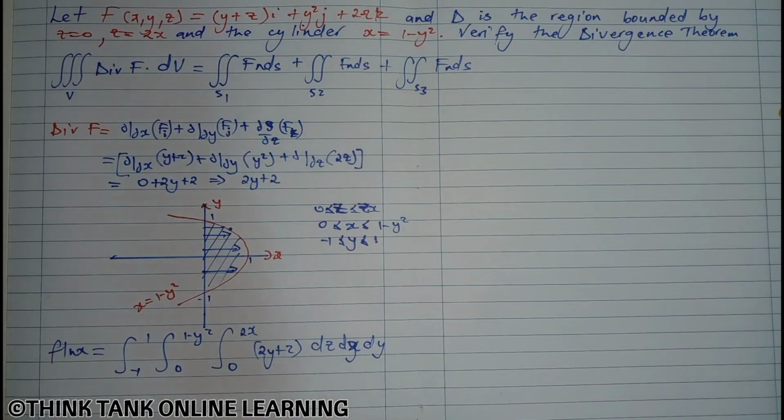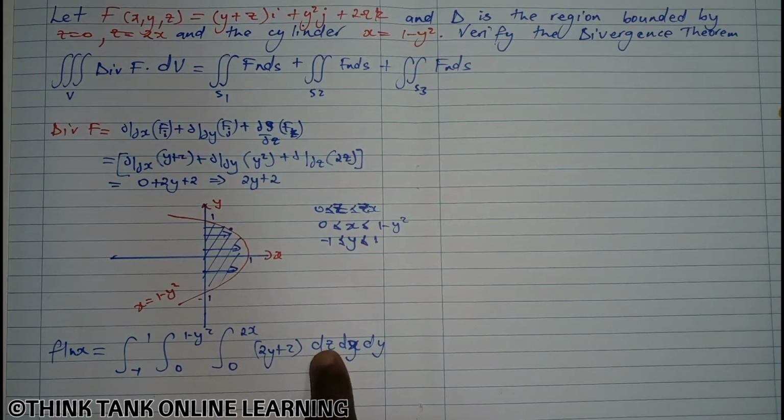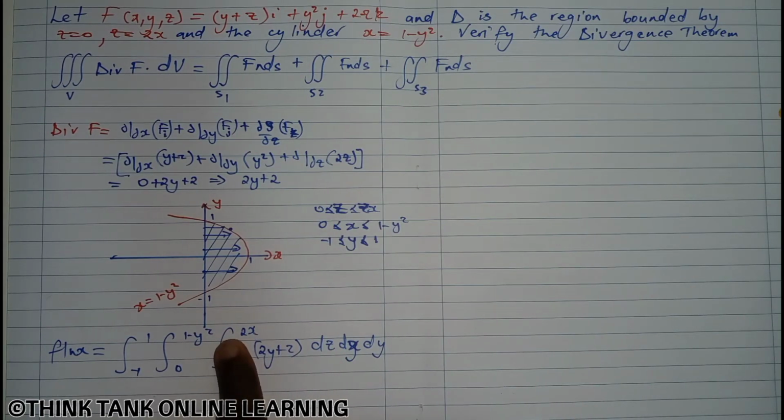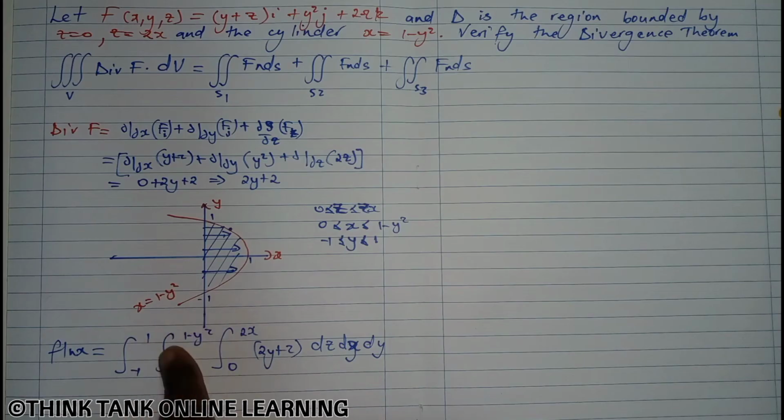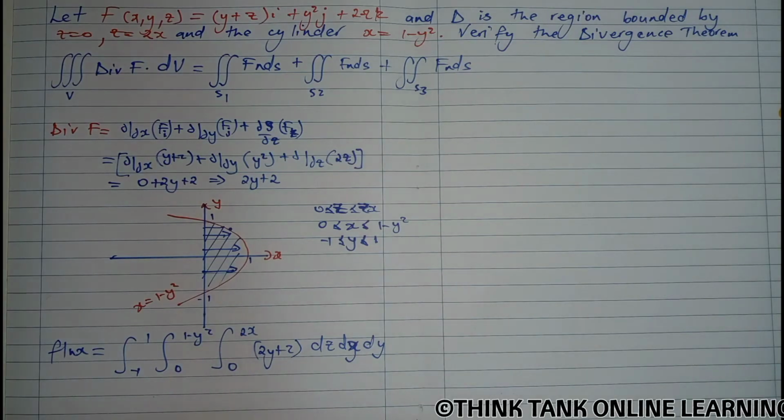Make sure that your outer limits don't contain any variable. If you are integrating with respect to z, make sure that your limits don't contain z. If you're integrating with respect to x, your limits should not have x. If your limits have the same variable which you're integrating with respect to, that means you have done something really bad, right?